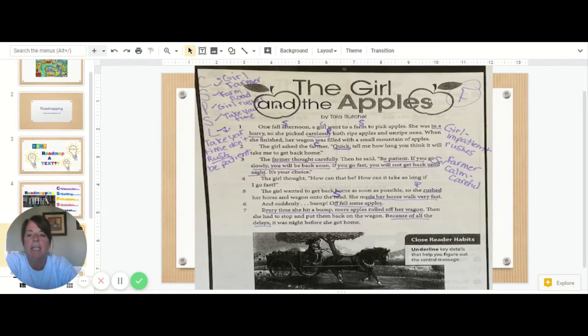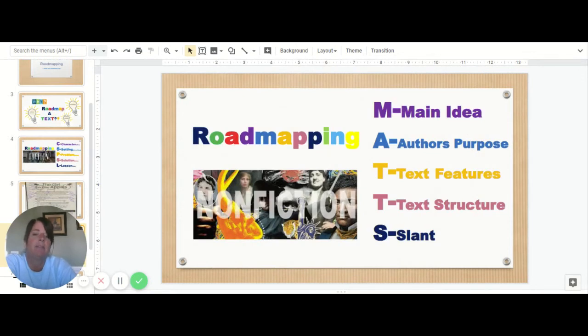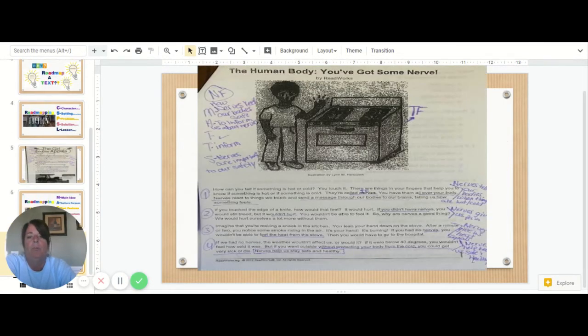So let's move on to nonfiction text. How do we road map a nonfiction text? Does anybody remember? You're right, by using MATS, which stands for main idea, author's purpose, text features, text structure, and slant, or how the author feels about the topic. So this one came from week 3 in your packet, the human body. You've got some nerve. Again, hopefully you've already read it and hopefully you road mapped it. If you did, take it out and see how yours compares to mine.